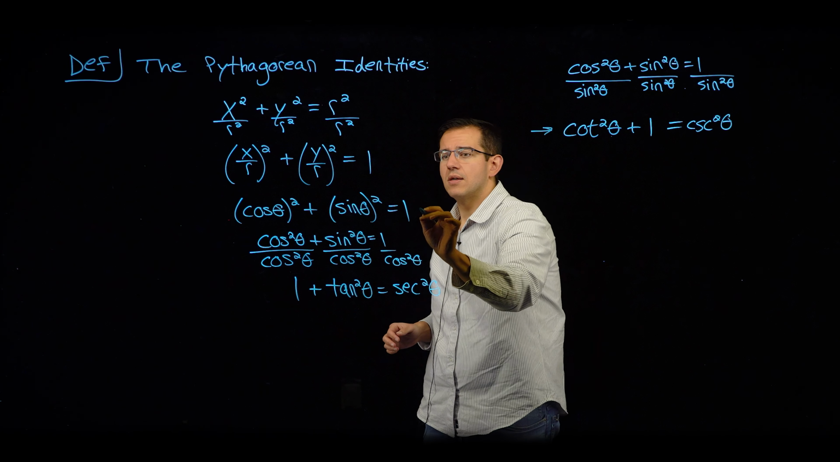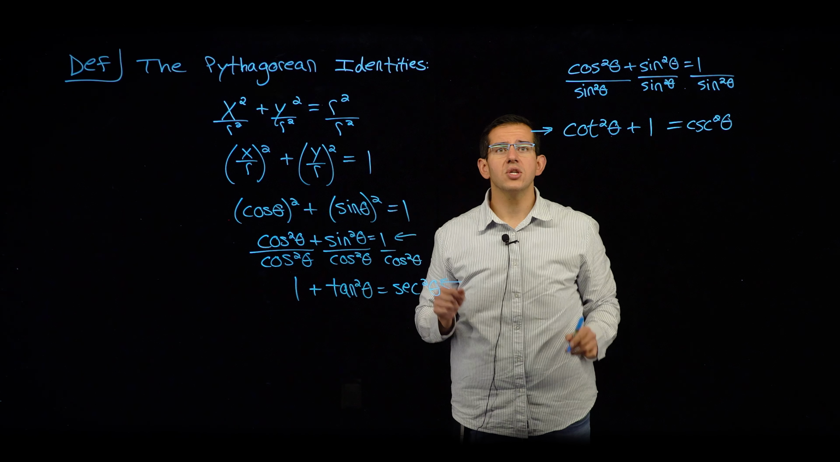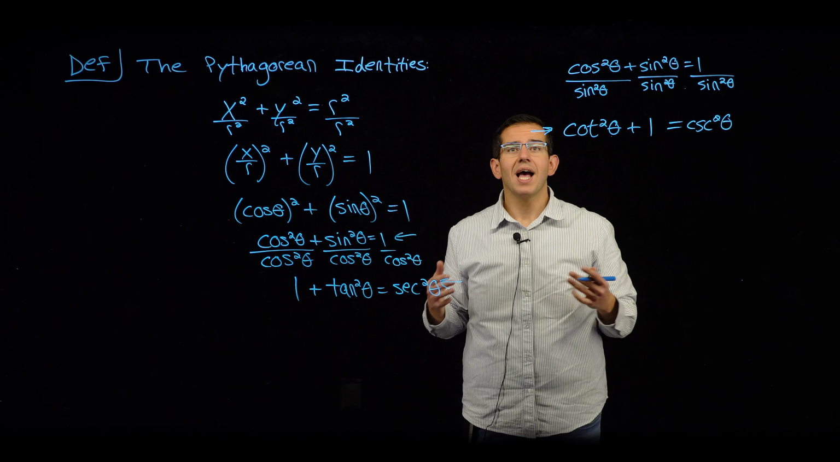So this, and this, these three equations represent the Pythagorean identities.